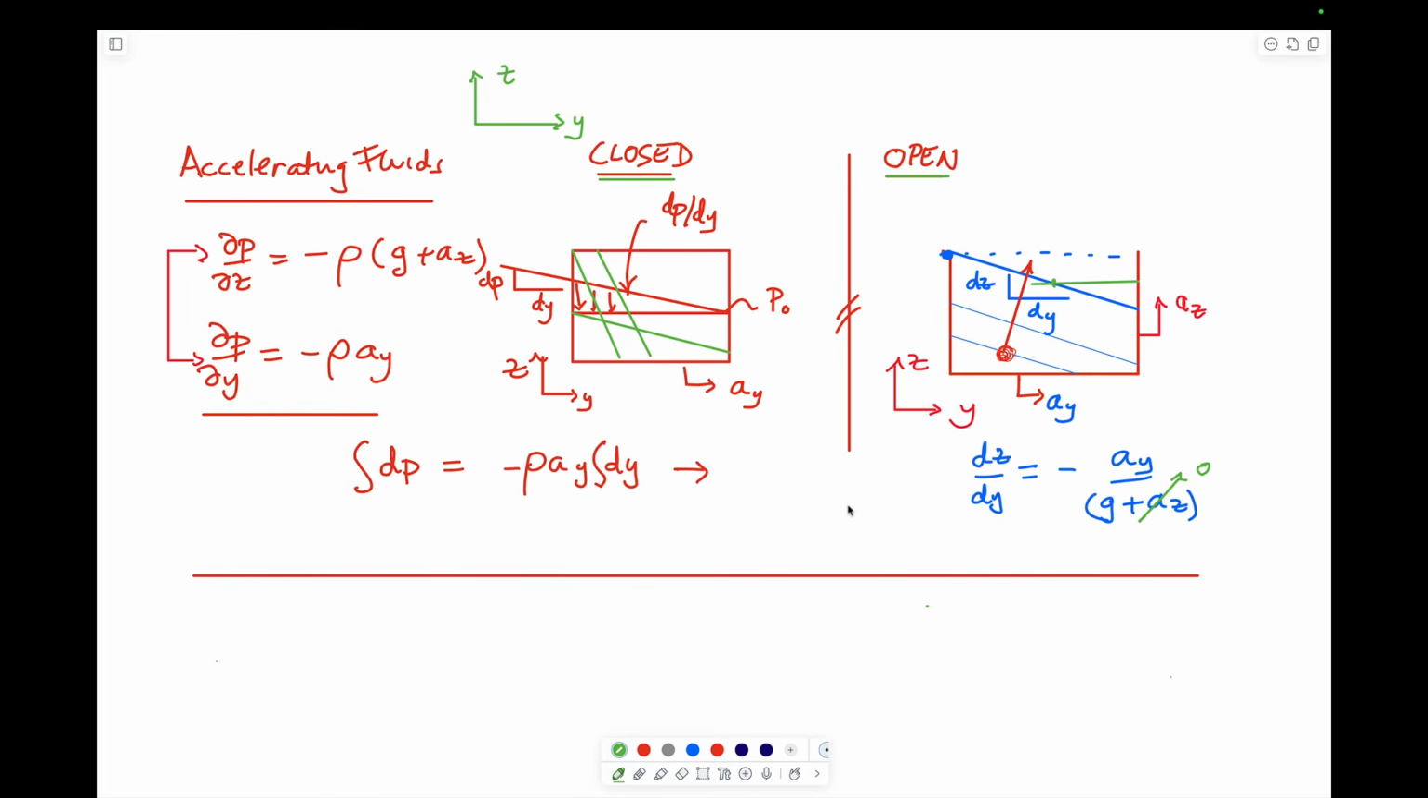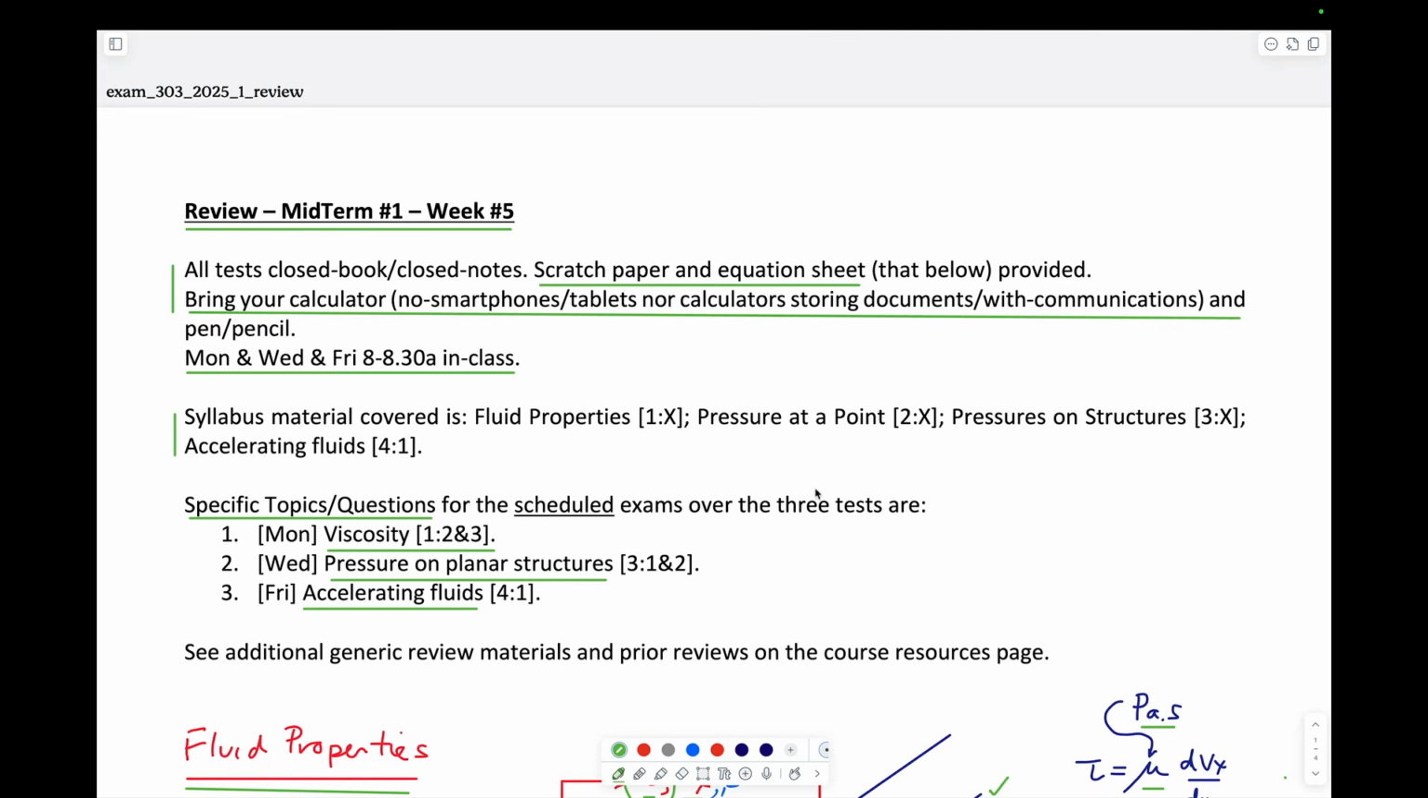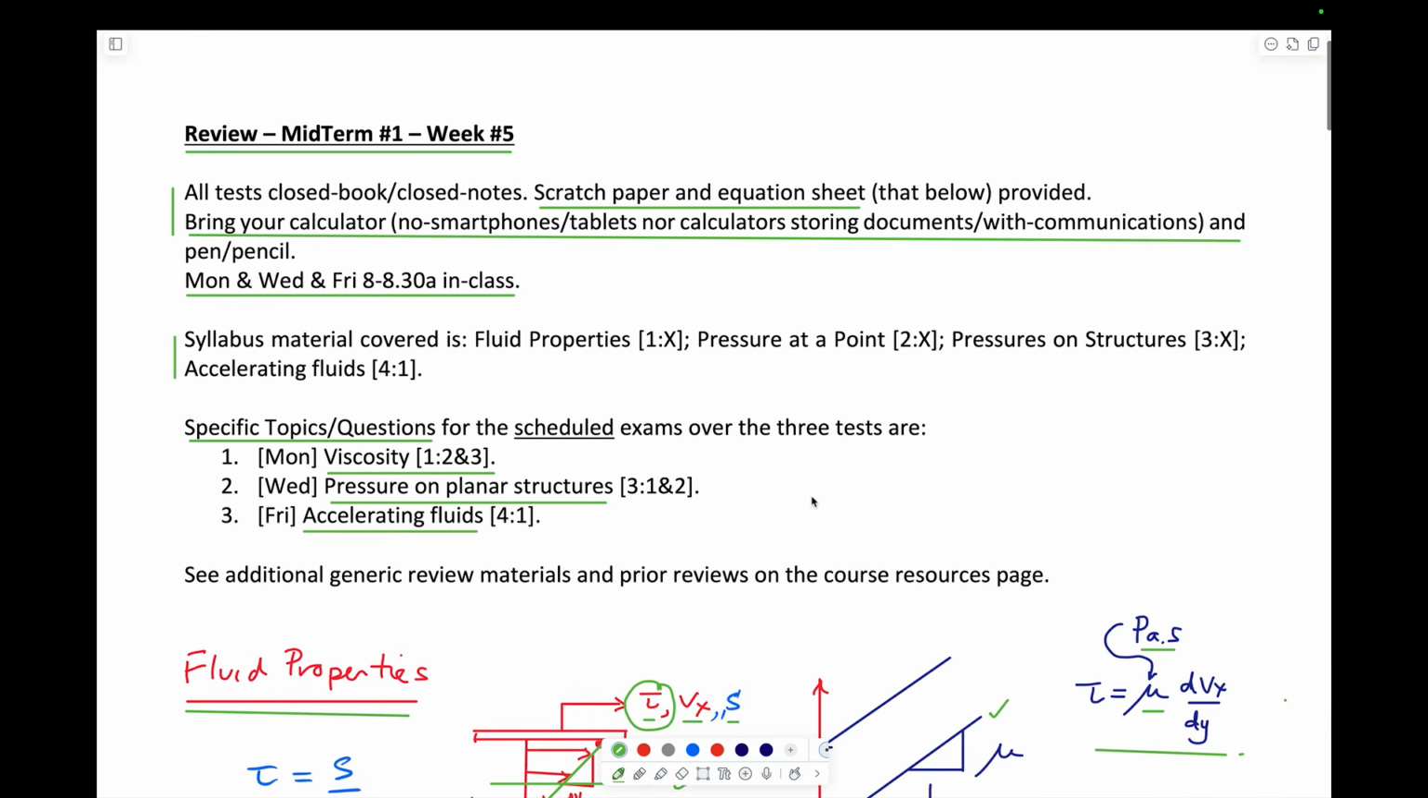Okay? So hopefully that will cover everything that you need. I'm pretty sure it does. This is exactly the equation sheet that you'll be given for the tests. Same equation sheet for all 3 tests on the Monday, Wednesday, and Friday. Okay? Good luck. Happy hunting.